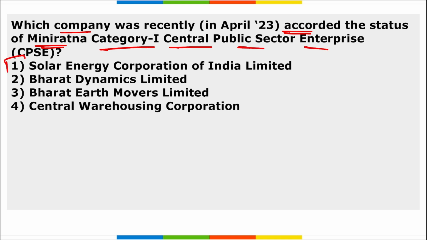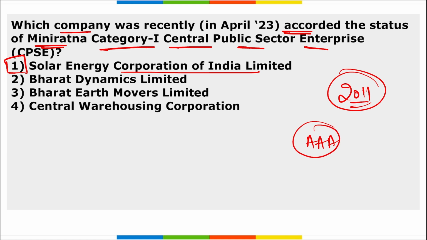It is Solar Energy Corporation of India Limited. It was accorded the status of Mini Ratna Category 1 Central Public Sector Enterprise, right? And remember, it is the only central public sector undertaking, CPSU, that is dedicated specifically to solar energy, and it was incorporated in 2011, and it has the highest credit rating of AAA by the domestic rating agency ICRA.